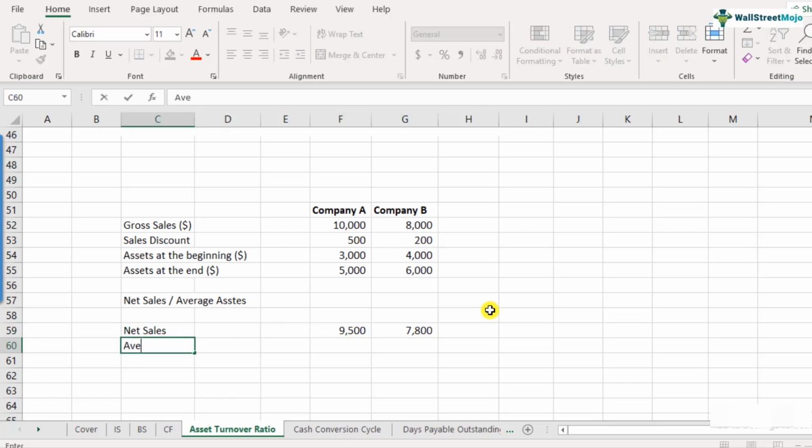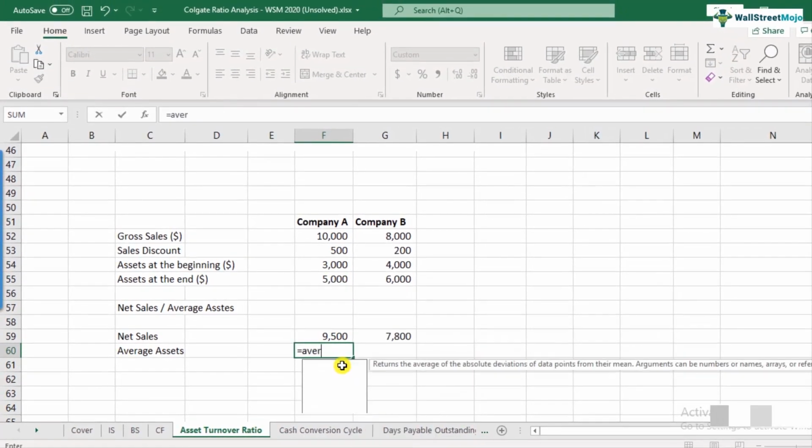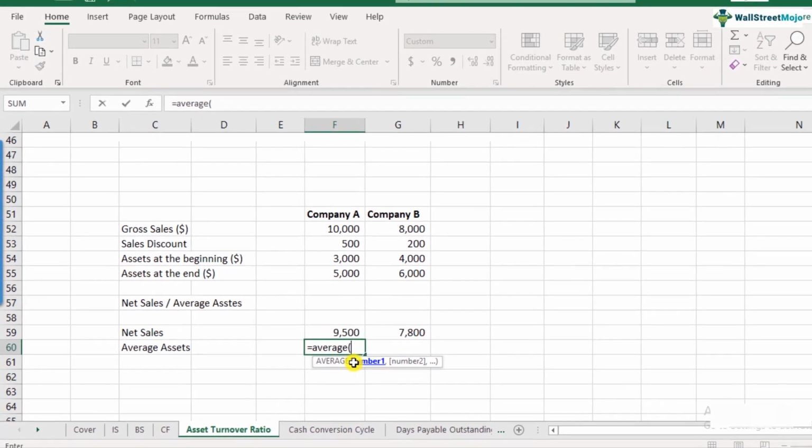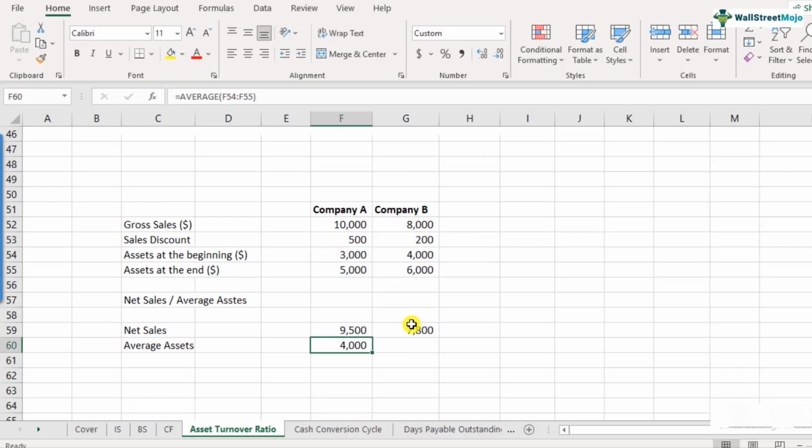The next step is to calculate the average assets, right? The average assets is the average of the assets at the beginning and the end of the year. You can use the formula AVERAGE to calculate it. That is 3,000 and 5,000, so the average will be 4,000. And for company B, the average assets will be 5,000, because 4,000 and 6,000 add up to 10,000, divided by 2 is 5,000. All right.